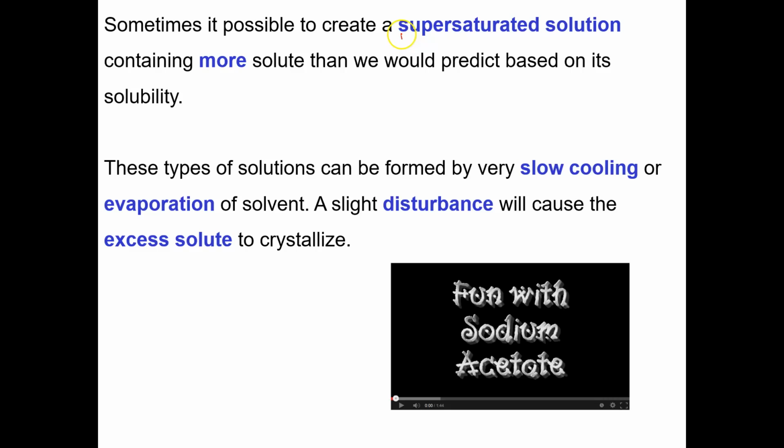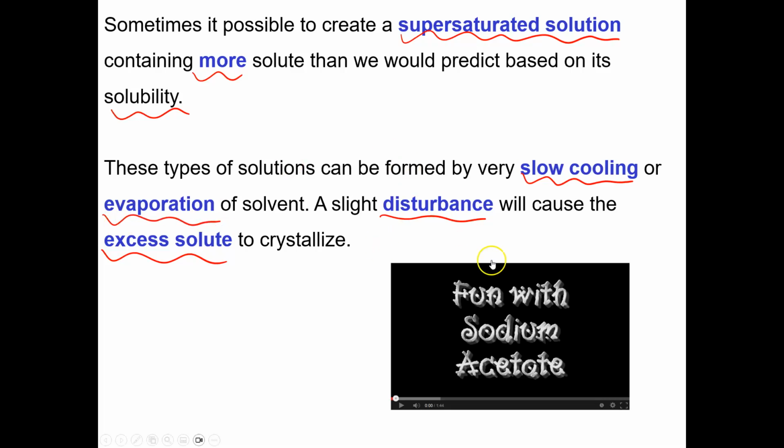Sometimes it's possible to create what we call a supersaturated solution. That is, we have a solution that contains more solute than you would predict based on its known solubility. It's important to recognize that a supersaturated solution is unstable, and as soon as you disturb it, you'll tend to get the extra solute crystallizing out. Normally, we'll form a supersaturated solution by forming the solution in a hot solvent and allowing it to cool very slowly, or alternatively, we'll take a saturated solution and we'll slowly evaporate a little bit of the solvent.